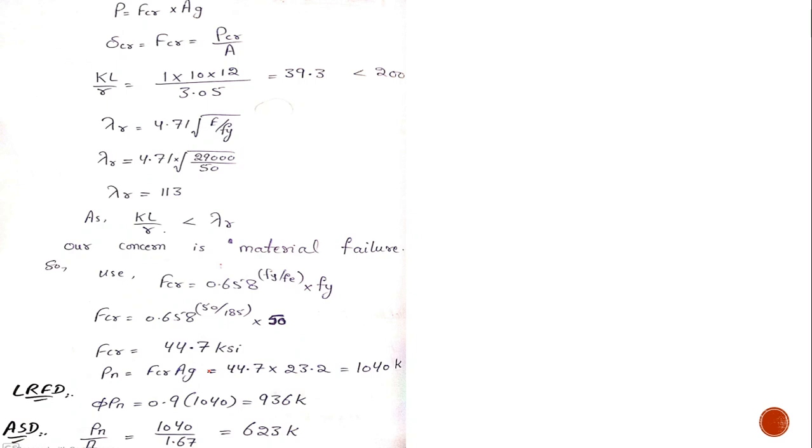First of all, I have to find this KL by R value. Again, this is actually lambda R. You must remember KL by R. Now K is 1 because both sides are hinged. Length of column is 10, and I'm multiplying it with 12 to convert it into inches. The value of R is 3.05 from the manual. This is Ry, so you should find this value from the manual. And it comes out to be 39.3. It's less than 200.